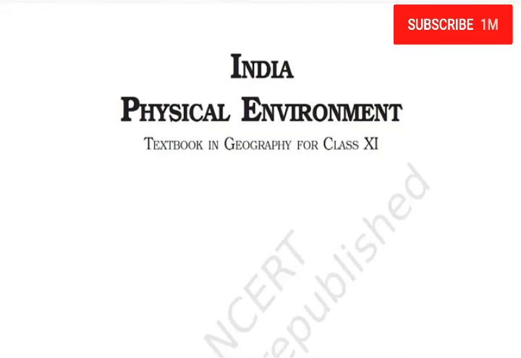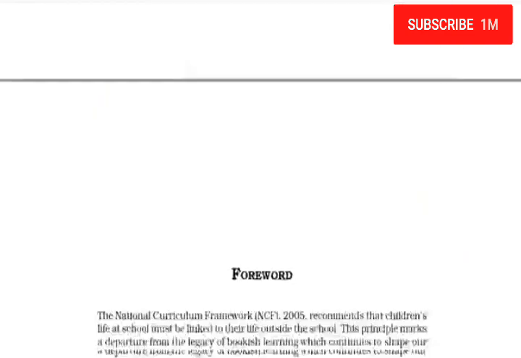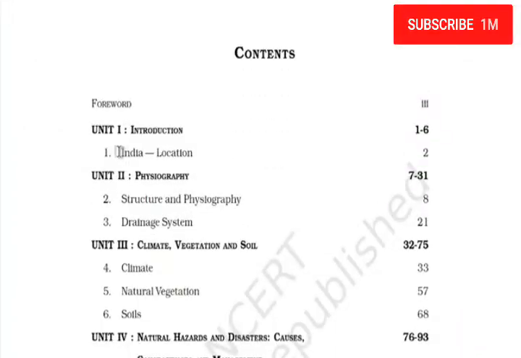So guys, let's quickly begin with India Physical Environment, which is 11th standard NCERT book. Let me quickly help you to go through the syllabus which we just saw now. If you can see, first we have India location, which we have already seen with respect to latitude and longitude, right? Structure and physiography, where we need to see mountains, plateaus, plains and all, which we have already seen. Drainage system, rivers, we have seen.